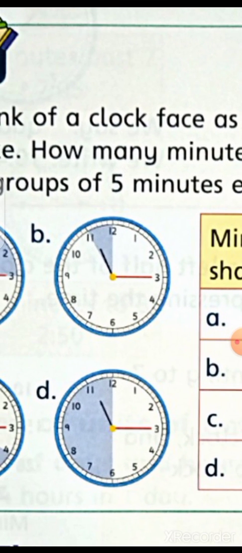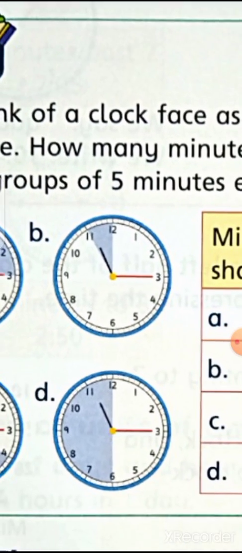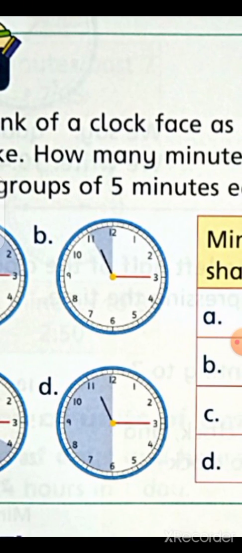Now look at part number B. Look at this clock. Only one interval is shaded and the rest of the parts are not shaded. So number of minutes in the shaded part: one interval means 1 5s are 5. 5 minutes are in the shaded part. And how many minutes are in the unshaded part? 11 intervals are left which are not shaded. So 11 5s are 55. 55 minutes are in the unshaded part.